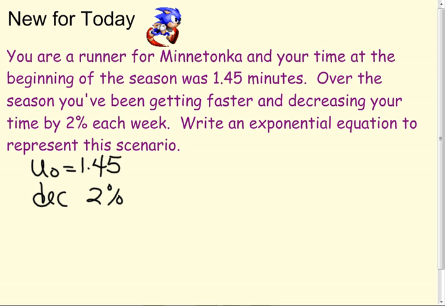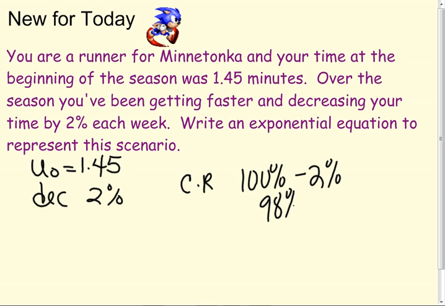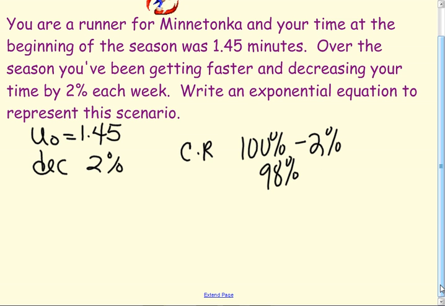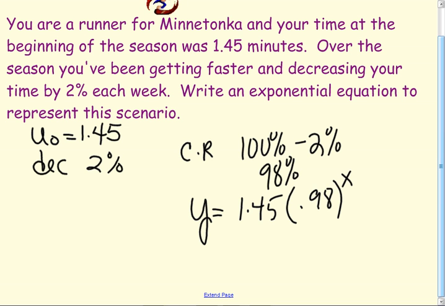Emily? Put the phone away, please. What's your common ratio? Take 100%, it's a decrease, minus 2%. So what is that? 98%. Okay, so what's the common ratio in the decimal form? Yep. So your formula is going to be your starting value, which is 1.45 times 0.98 to the x. And we're going to let x start with 0 because 0.98 to the 0 is 1. So it gives you your starting time.